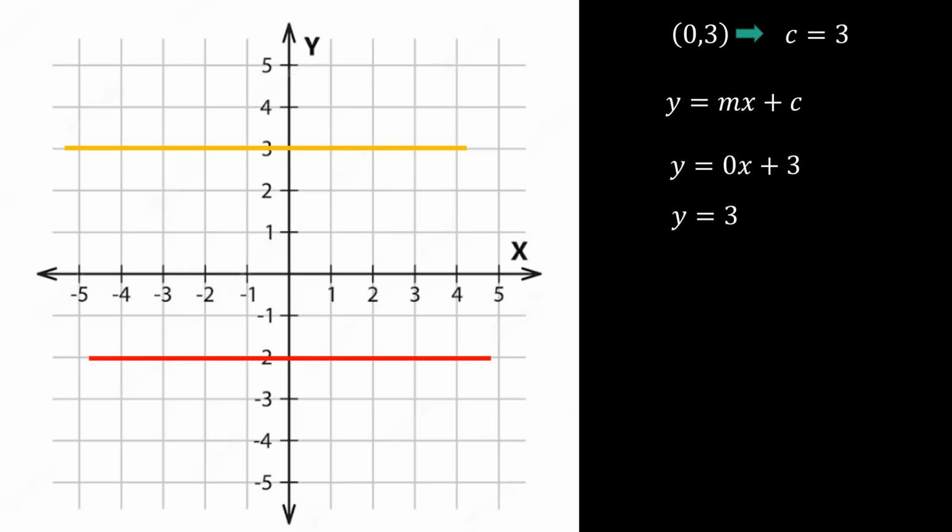So for any horizontal line, we can represent it by y equals the y-intercept. So here, for example, this line, the red line, is y equals -2, since the y-intercept here is -2. Even the x-axis is also a horizontal line, and the y-intercept here is 0, so we can represent it by y equals 0, which is the equation of the x-axis. Okay, so this is how to directly write the equation of any horizontal line.